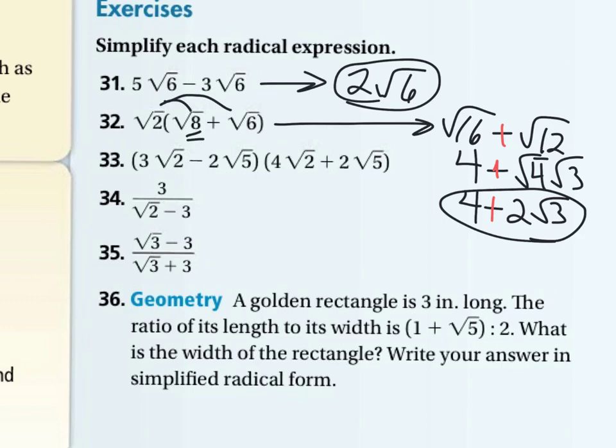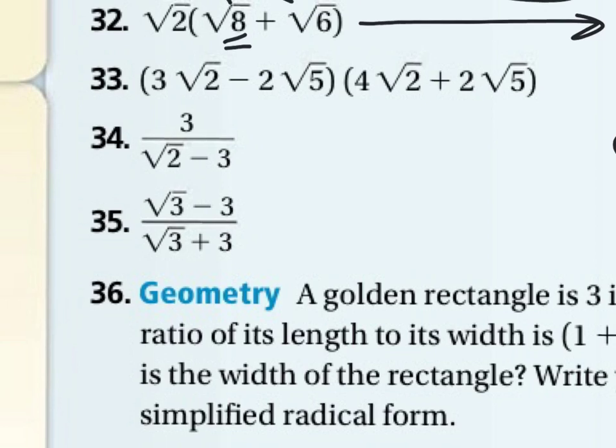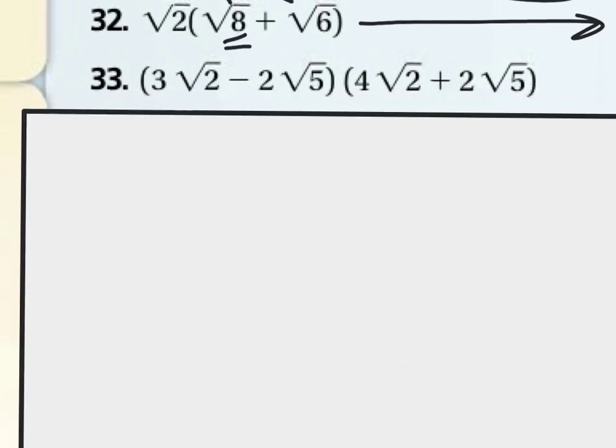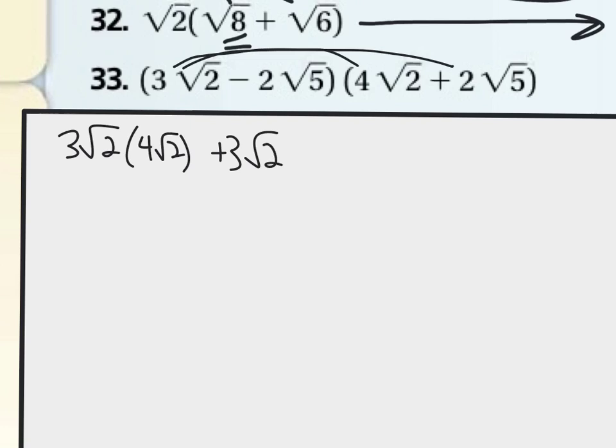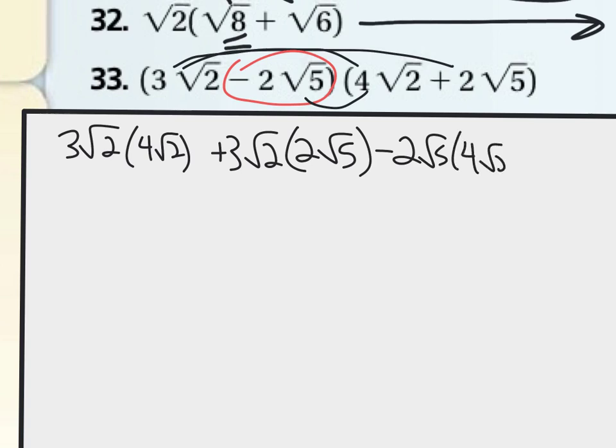Number 33, we've got basically a binomial times a binomial. So we're going to need to distribute or FOIL that out. So we're going to have 3 square root of 2 times 4 square root of 2 plus 3 square root of 2 times 2 square root of 5. And then watch your signs on this part. Minus 2 square root of 5 times 4 square root of 2 minus 2 square root of 5 times 2 square root of 5. So that's a little bit of work to get that all to fit in on the screen here.